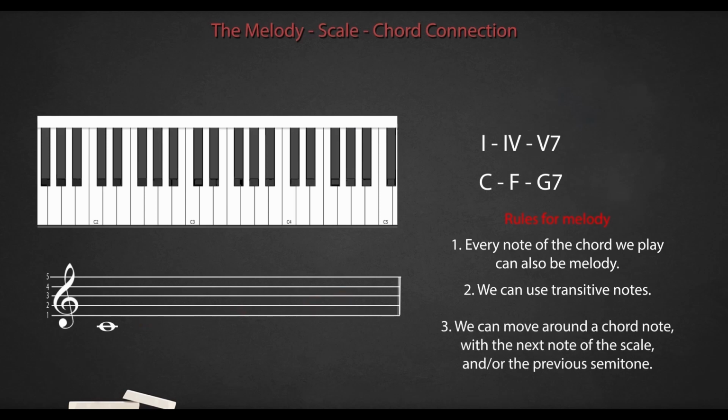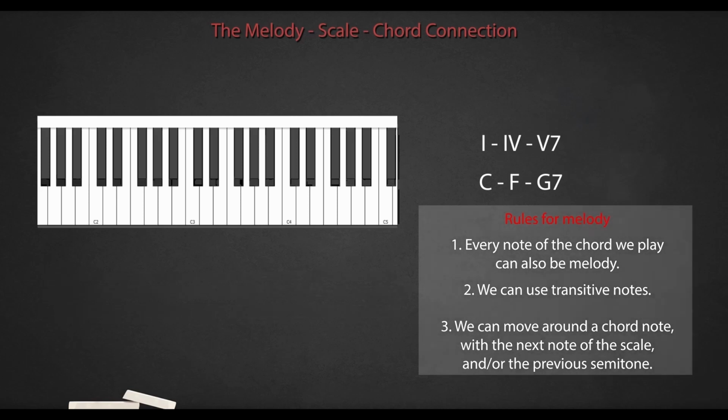The third solution, moving around the note of a chord. C, D, C, C, B, C, or all the way, C, D, C, B, C. We can do these types of moves to make a nice melody. This type of melody always uses the next note of the scale and the note that is a semitone lower. So, if we take the E note, the move around will happen with the F note, E, F, E, and the D sharp note, E, D sharp, E. These three melody rules are used to make the simplest melody, but also can take us much further to really complicated types of melodies.